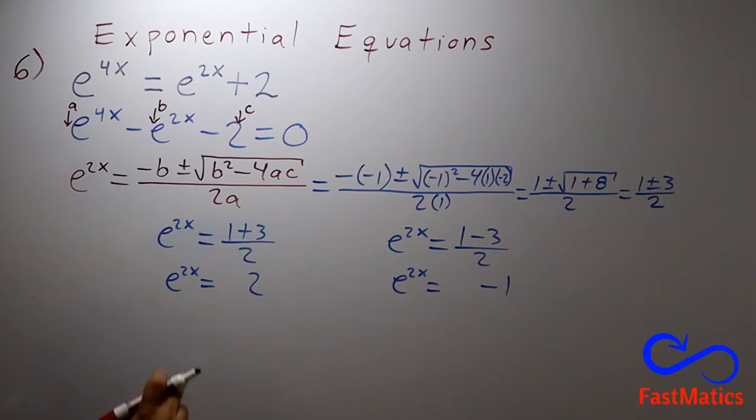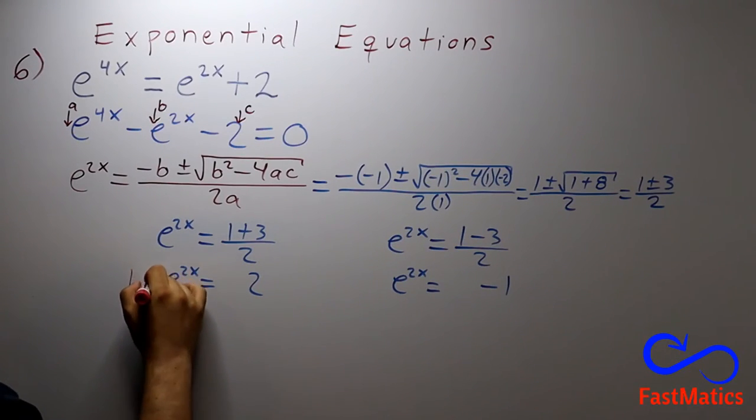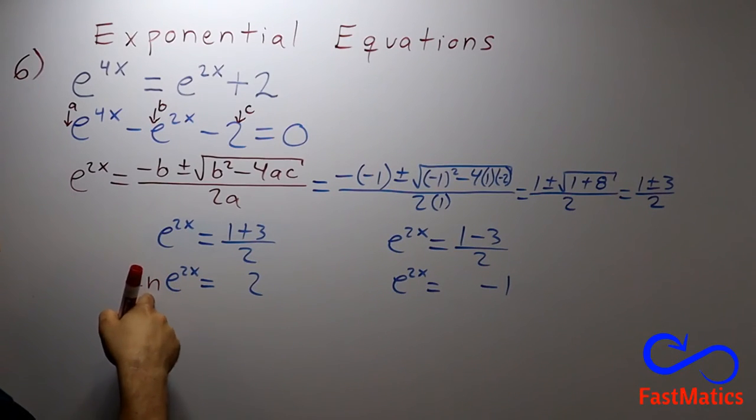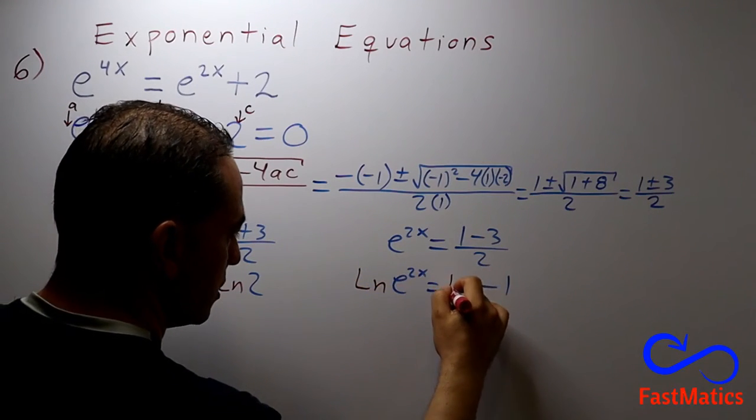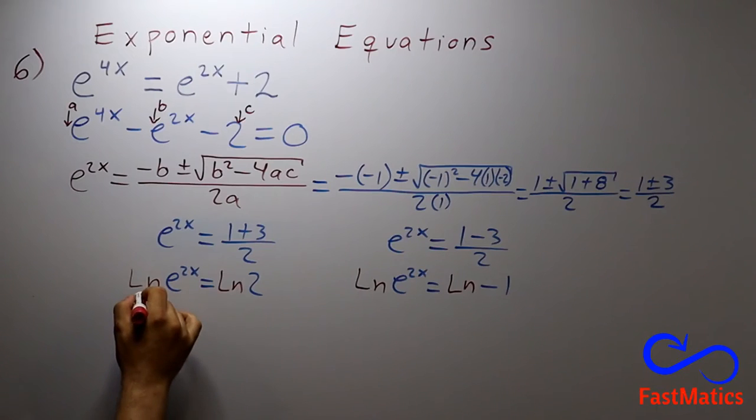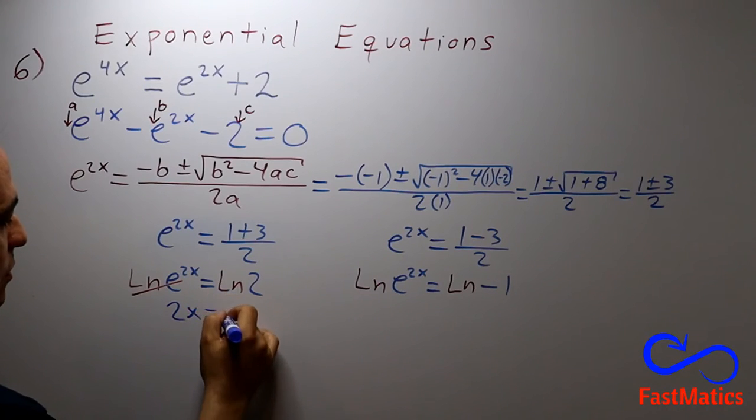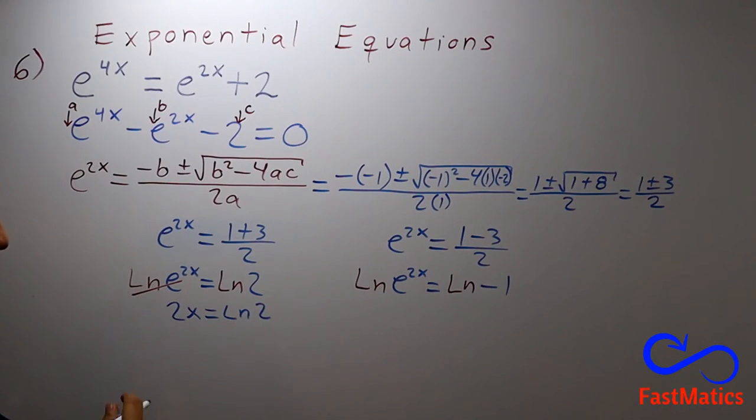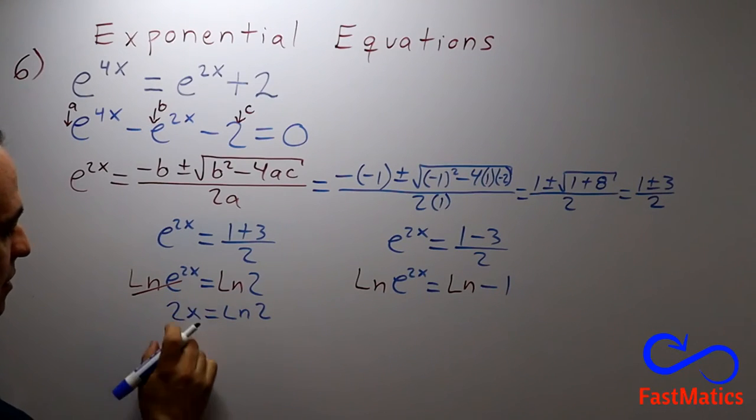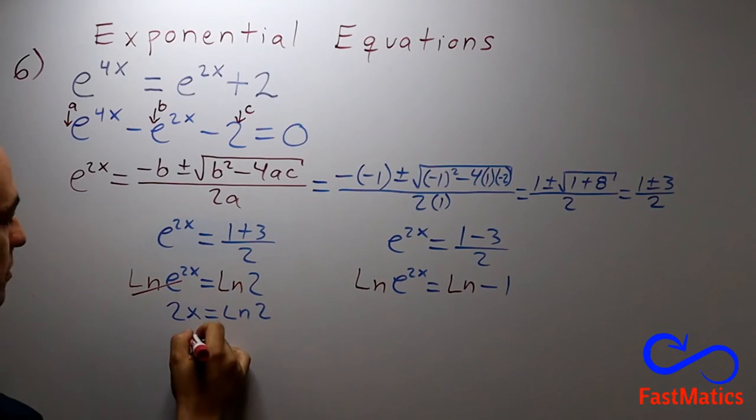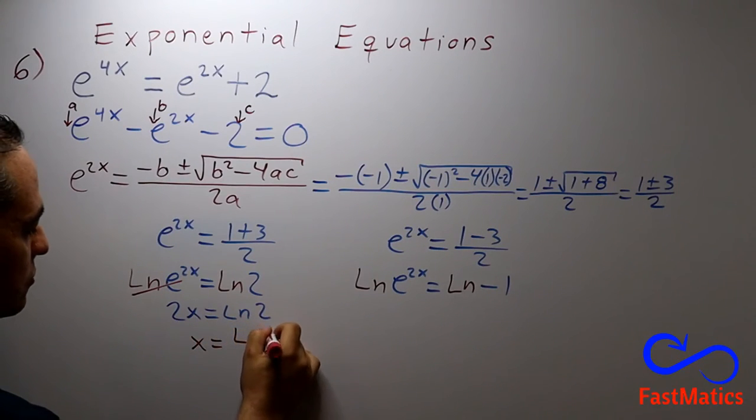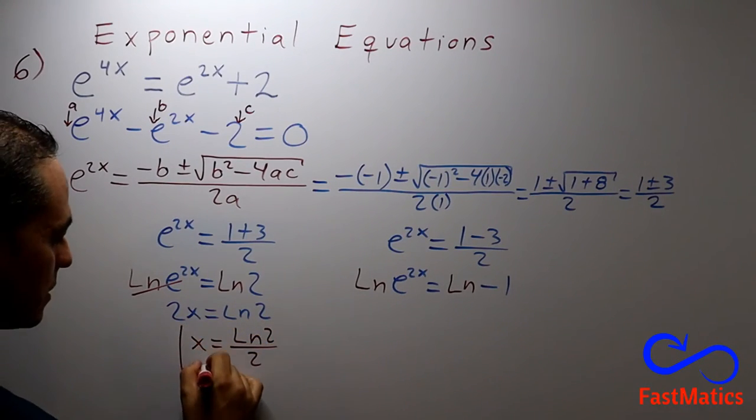Then, for solving those small equations, in order to eliminate e, we need to put ln, but if I put ln on the left side, I put ln on the right side. The same for this equation. So ln with e will be eliminated, and we have 2x is equal to ln of 2. And finally, I can pass this 2 to the denominator, and the answer will be x is equal to ln of 2 divided by 2. And that's it.